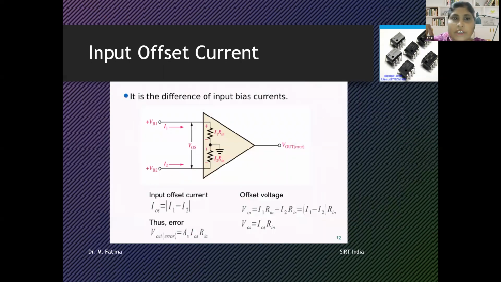Next is input offset current. Since the two DC voltages are connected here, because of this, currents I1 and I2 start flowing. The difference of these two currents is called input offset current.